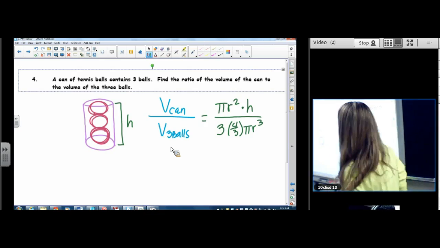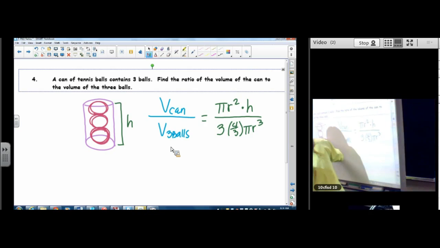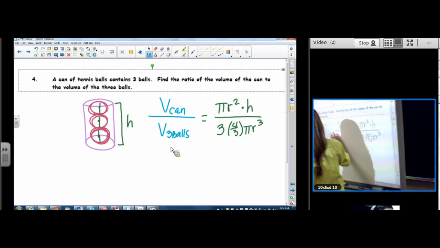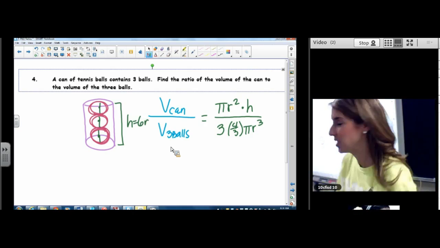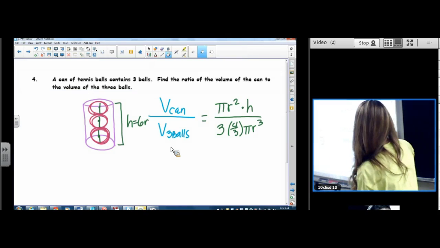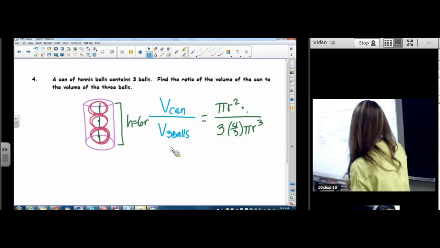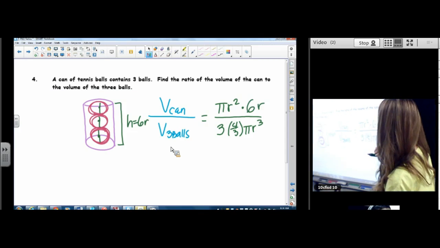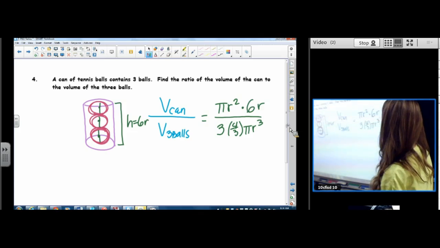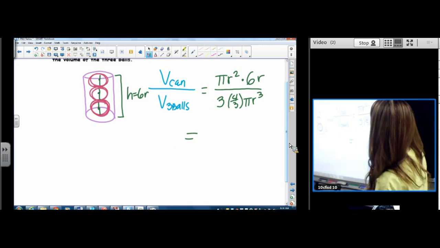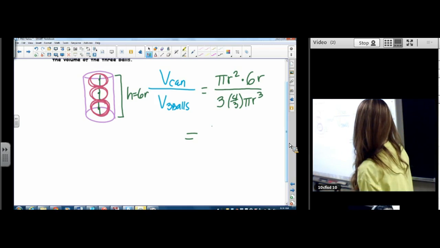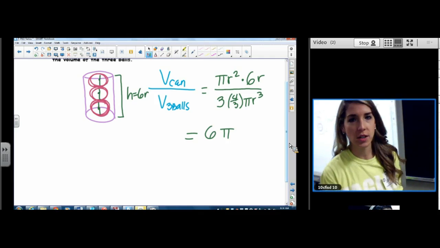Oh, y'all were ready, huh? Okay, so we have radius, radius, radius, radius, radius, radius. The height is really 6 radii. That is so cool. So I'm going to remove H, and I'm going to put 6R. And now we're going to clean this up a bit. So in the numerator, we have a 6, we have a pi, and what's R squared times R?